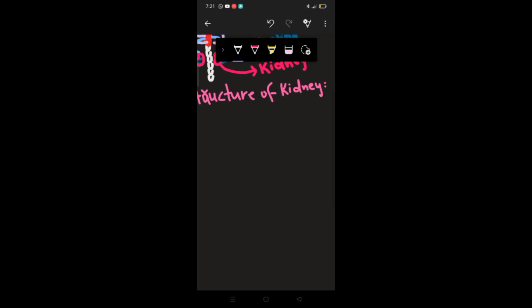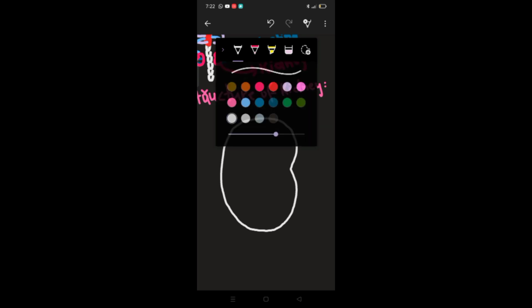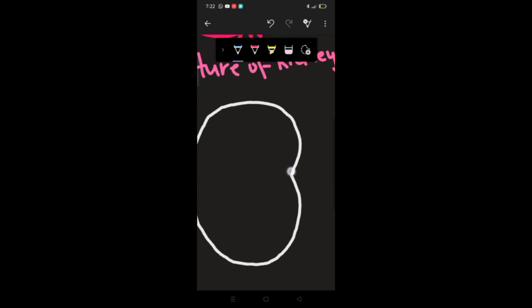Alright. So as I told you, it is bean shaped. So here I am making it. It is bean shaped as I've made here. So the outer region of the kidney is known as the cortex. So I am making this with another color. So here I have the cortex. This is the outer region of the kidney. Alright, this is the cortex I do have.